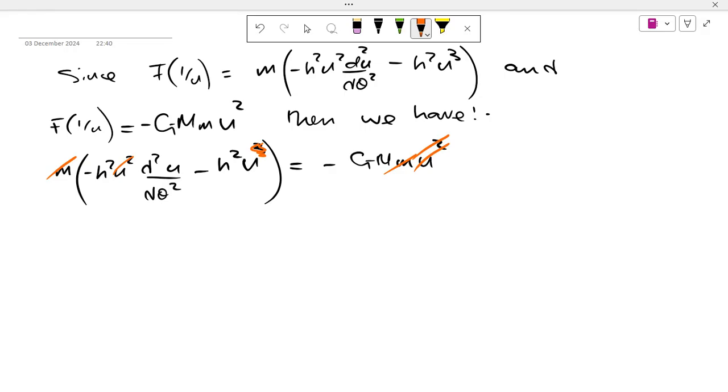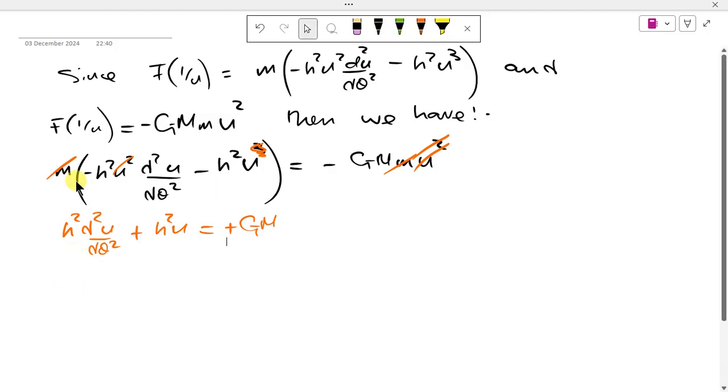Then we're left with h squared d squared u by d theta squared minus h squared u equal to minus G M, like that. In fact, everything's positive, isn't it? Because if that's negative, and that's negative, and that's negative, if you multiply both sides of the equation by -1, then everything becomes positive.